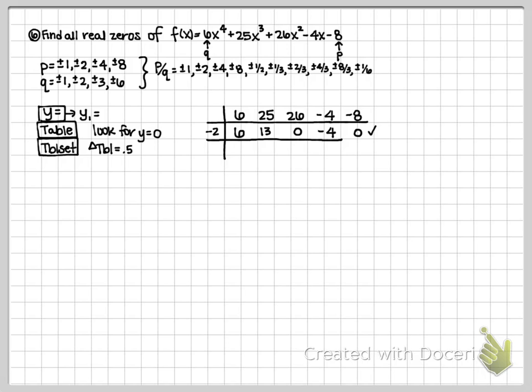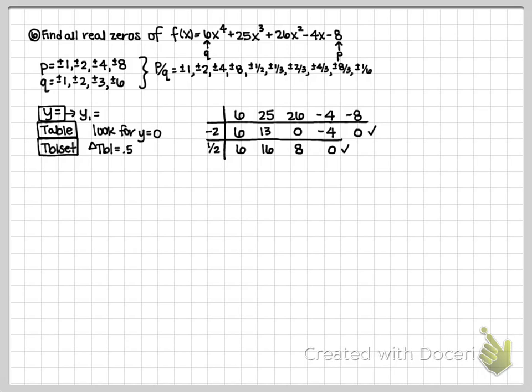Then I go back to my table, scroll through it again and see if I can find anything other than the -2 that's going to give me a 0. Aha, I see the half. Positive half works. This is nice. So I put the half in here, and then I perform synthetic division with the values above. Drop the 6 down. Half of 6 is 3. Added gives me 16. Half of 16 is 8. Added gives me 8. Half of 8 is 4. Added gives me 0. This is good.